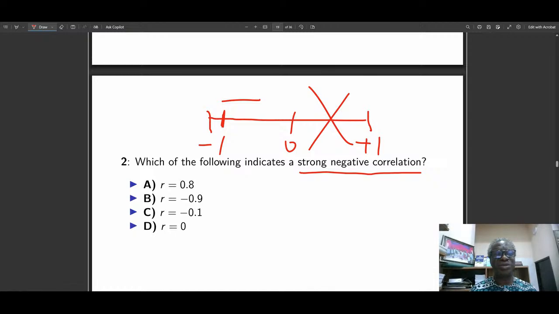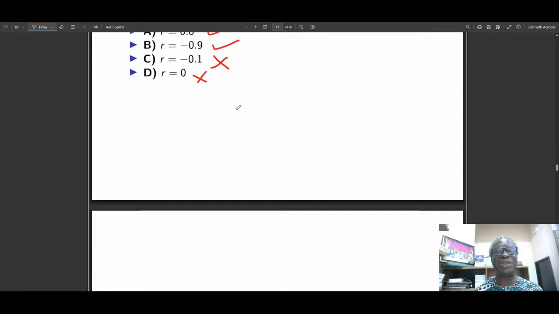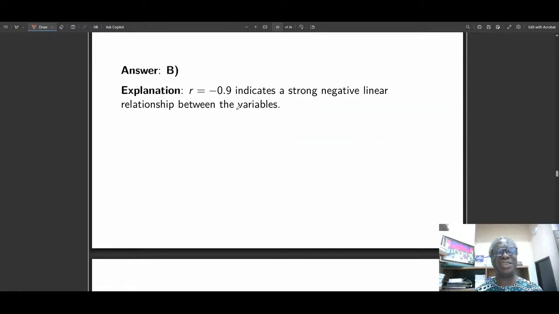So this is strong positive. This is strong negative, which is what we want, but we don't want this. This is negative but weak, and r equals 0, no correlation at all. So the correct answer in this case is B. I hope that is clear. So the correct answer is B.